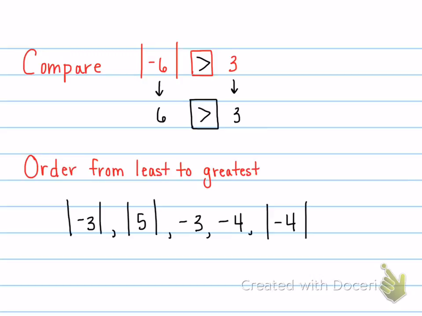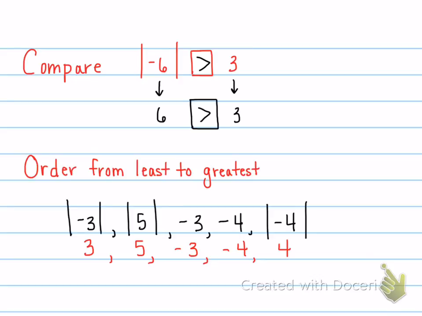So again, what you're going to want to do is rewrite all of these numbers so that they are not absolute values. So the absolute value of -3 is +3. The absolute value of +5 is +5. -3 is not an absolute value, so it's there. -4 is not an absolute value, so that stays the same. And the absolute value of -4 is +4. It's always the positive of the number.